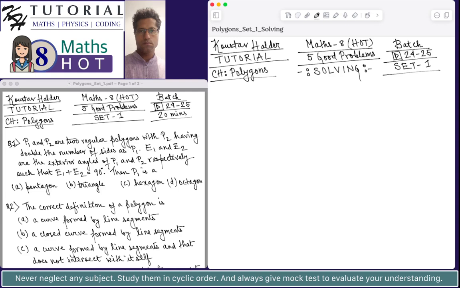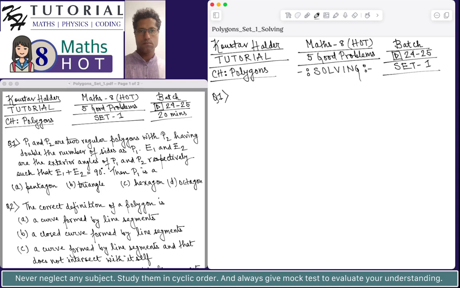The first problem says that P1 and P2 are two regular polygons with P2 having double the number of sides as P1. E1 and E2 are the exterior angles of P1 and P2 respectively, such that E1 plus E2 is equal to 90 degree. Then P1 is a pentagon, triangle, hexagon, octagon. Okay, so it is asking about what kind of polygon is P1. That is, it is asking what is the number of sides of the polygon P1.